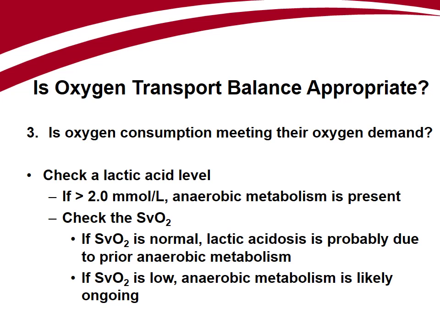Third, is their oxygen consumption adequate for oxygen demand? Check a lactic acid level. If greater than 2 millimoles per liter, anaerobic metabolism is present, and both cardiac index and oxygen delivery should be optimized. The mixed venous oxygen saturation is helpful in interpreting the lactic acidosis. If SvO2 is normal, the lactic acid is probably due to prior anaerobic metabolism. If the SvO2 is low, anaerobic metabolism is likely still ongoing.